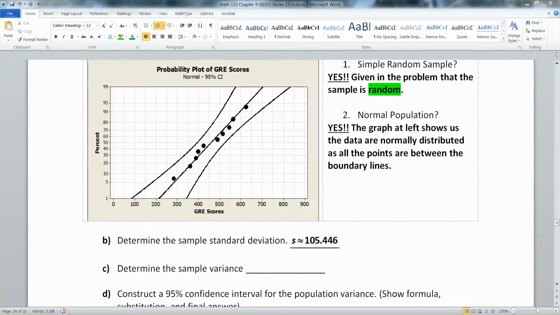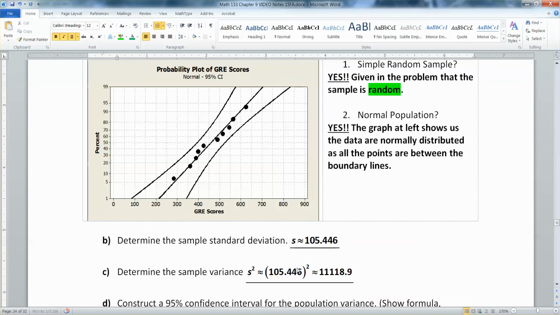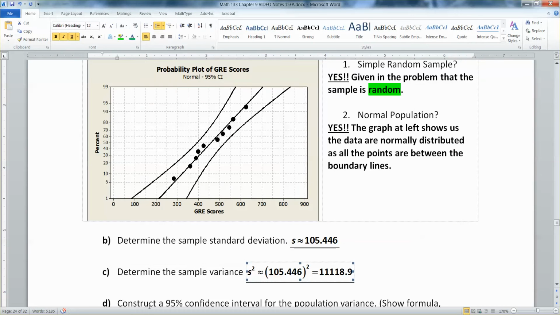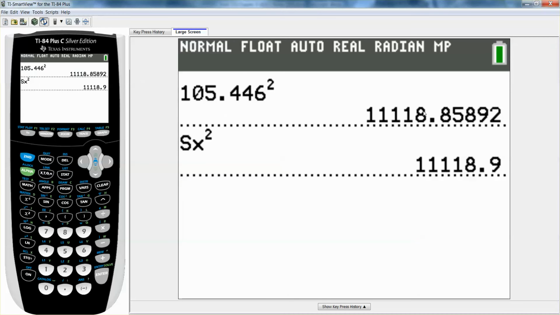So that's what I'm going to type up. So it's 105.446 squared. Now, granted, with this one, it kind of worked out to be the same thing for both of them because of the rounding, but sometimes you're going to be a little bit off with rounding, right, if you over round here.